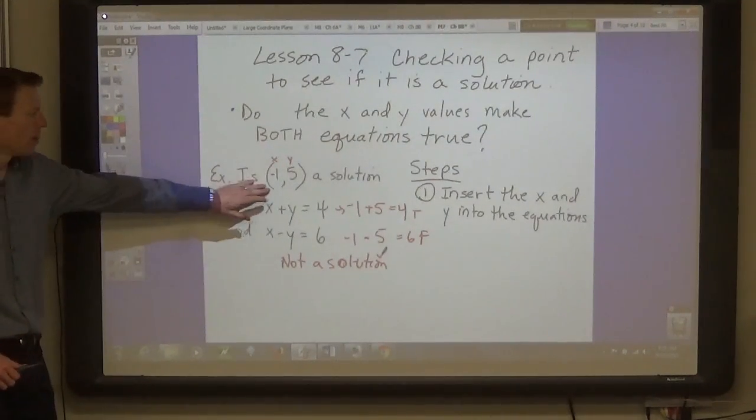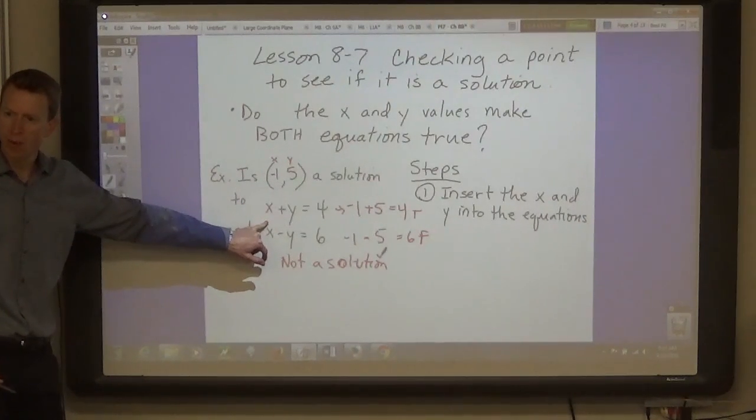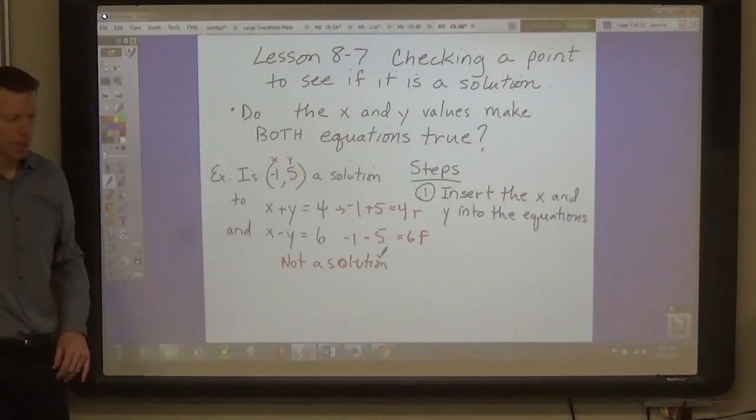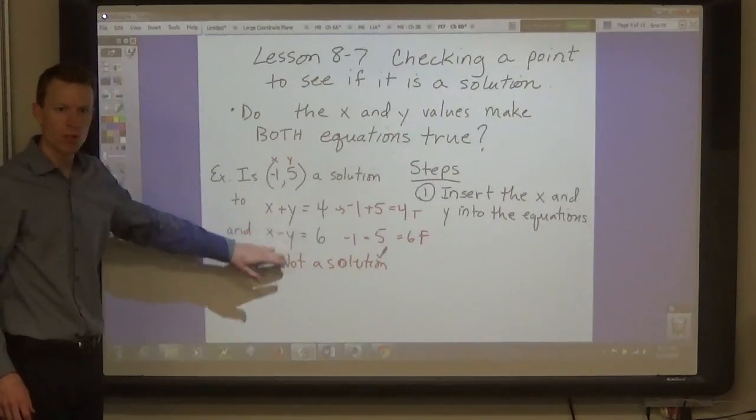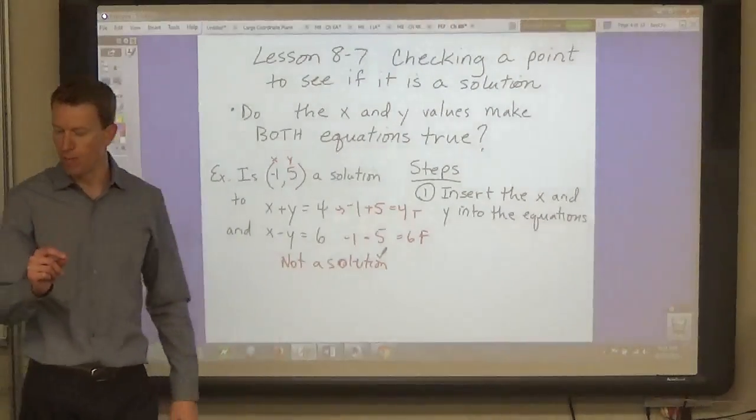So you're putting in the point, putting in the numbers, and checking both equations to see if they're true. Now that's if you're given that point. What we're going to do today is find that point by graphing.